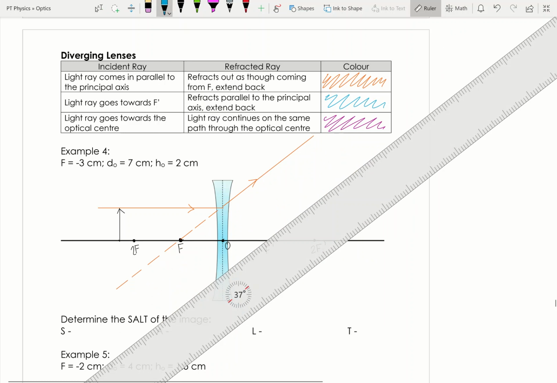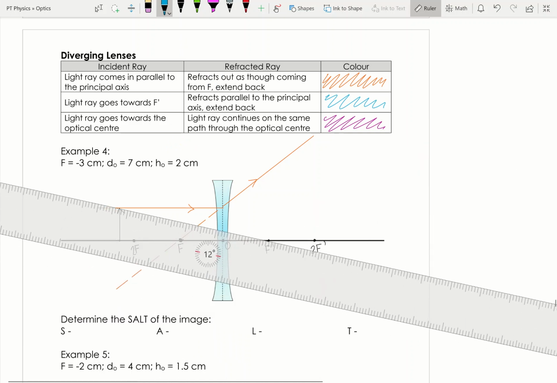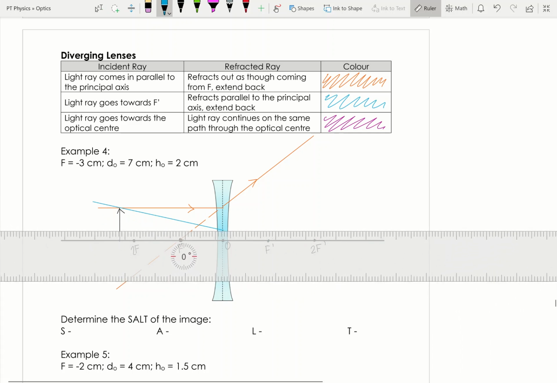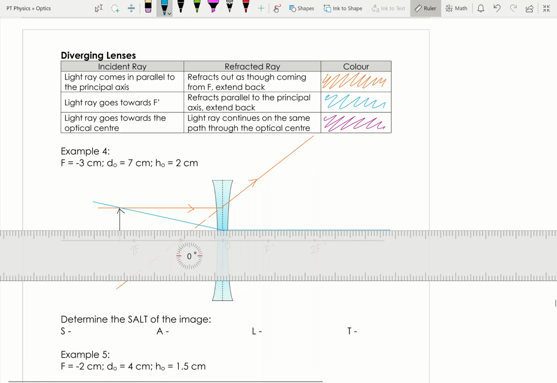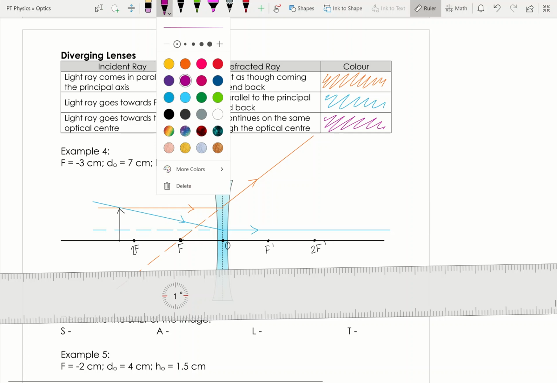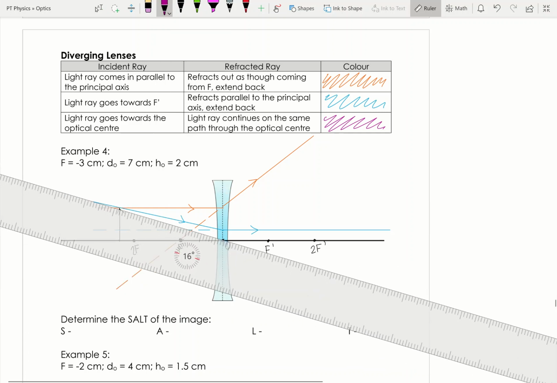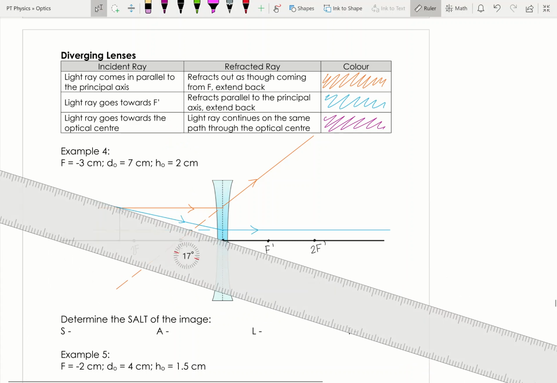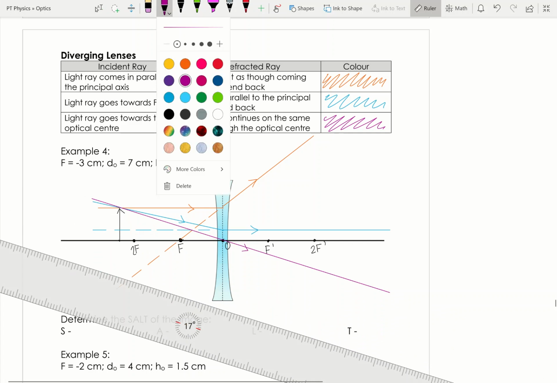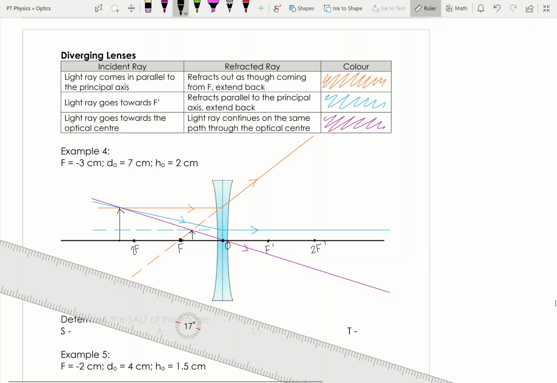Ray 2 goes toward F prime and then when it refracts, it goes out parallel. And again, I need to trace it back. And then finally, through the optical center. Now, that one I don't have to trace back because it's this one, right? It doesn't get bent. So, this is where my image forms.